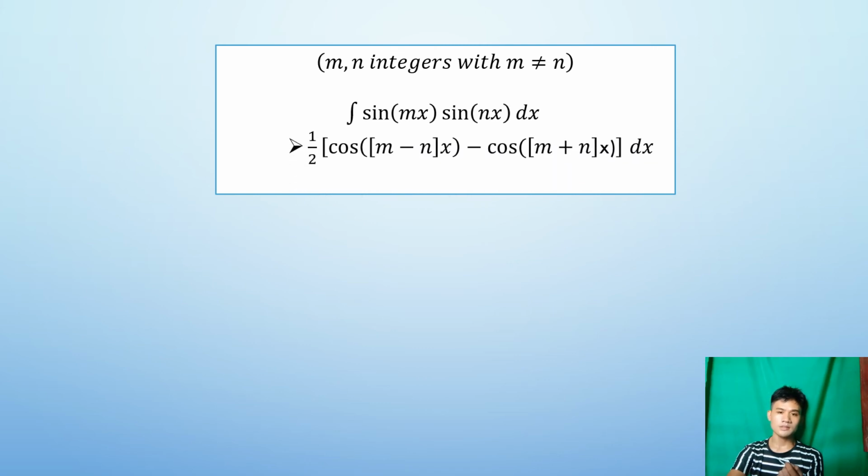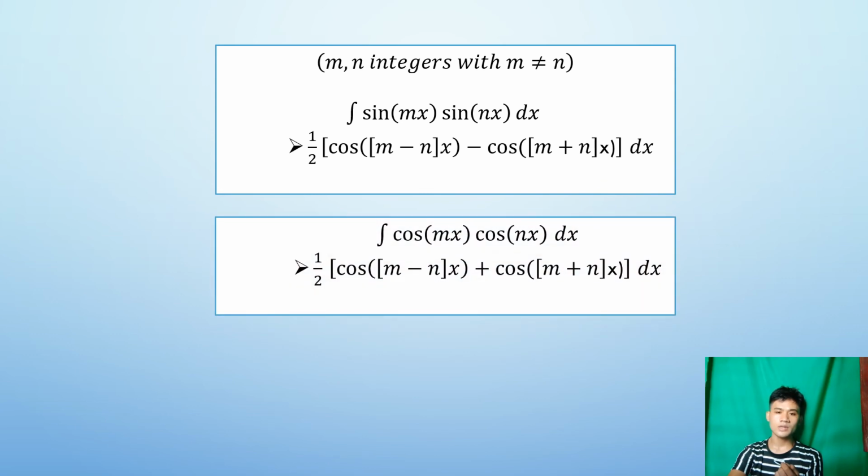Now, we will proceed to the product rule, where m and n are integers with m and n not equal. But in the product rule, we could simply transform it to a sum rule. From the integral of sine mx sine nx dx, we now have 1/2 the integral of cosine of (m minus n)x minus cosine of (m plus n)x dx.